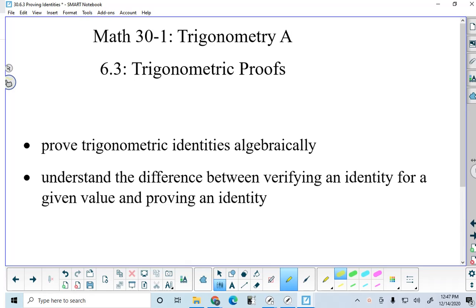And this is section 6.3 in your unit handout. And then we have one more lesson in this unit after this one, and we'll be doing that tomorrow. So we're looking at proving trigonometric identities, and we have actually proved a couple already. Way back in, I think, 6.1, I did a couple of proofs for you. And we're going to talk again about verifying an identity as opposed to proving it.